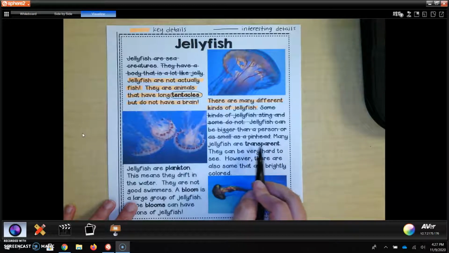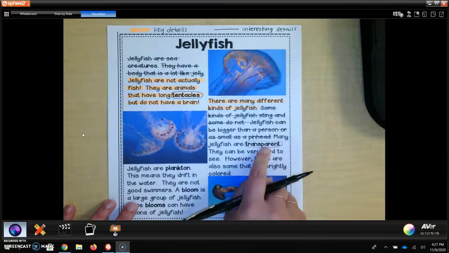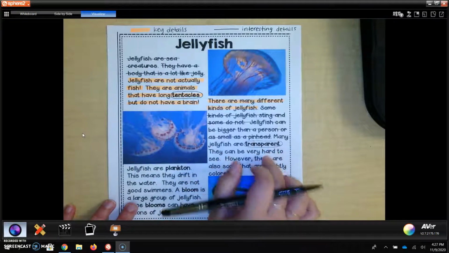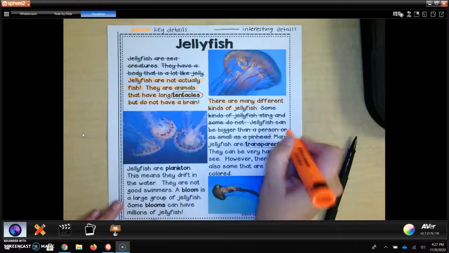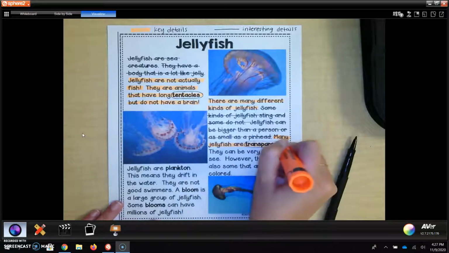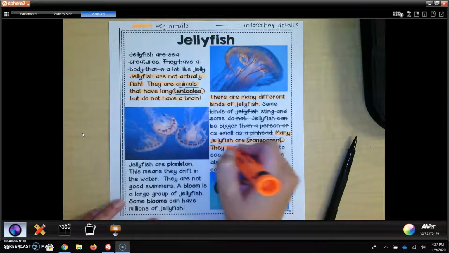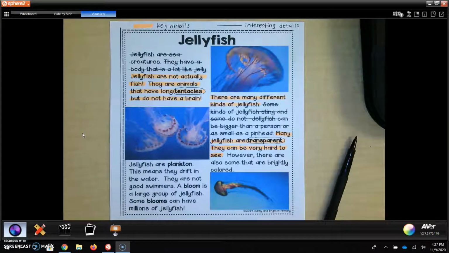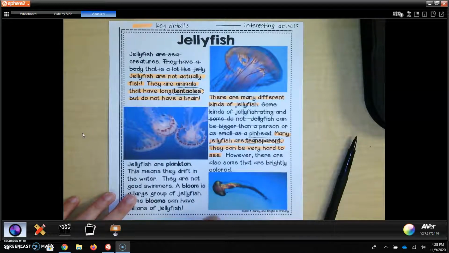Many jellyfish are transparent. Ooh, I see another bolded word, another text feature. And when we see bolded print, the author is trying to draw your attention to that word to let you know that that's important. So I think that is a key detail. So many jellyfish are transparent. And if I keep reading, it says they can be very hard to see. I'm going to add that in because that is the definition of what transparent means. So if I'm teaching somebody the word transparent, they need to know what that means. So that's a key detail to know, that when jellyfish are transparent, you can hardly see them.